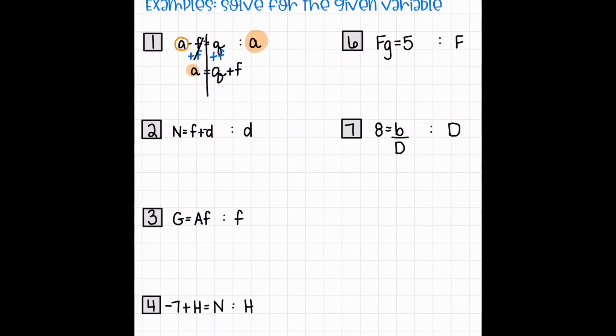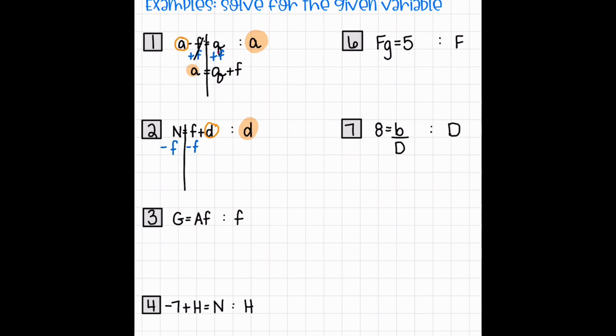So like number 2, they want us to solve for D. So I'm going to get D by itself. So I'm going to circle that so that I know which one I'm solving for. And I know that in order to get D by itself, I need to move this F. So that's a positive F. So the opposite of plus F is going to be minus F. So we're going to subtract that over.